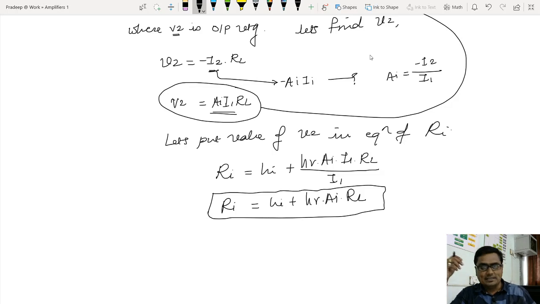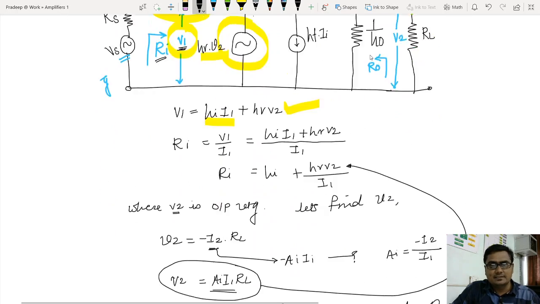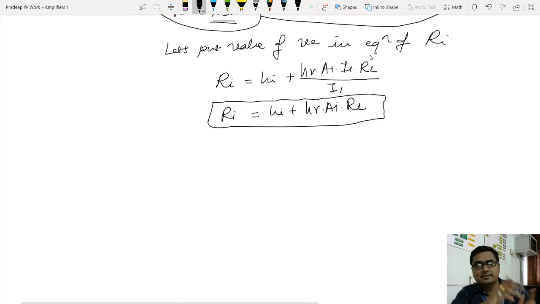Till now, two parameters we have derived. The first parameter is related to current gain. Yes, it is current gain. Sorry, I forgot. So the first parameter is current gain, that is AI. Then the second parameter we have derived just now is Ri, that is input impedance.